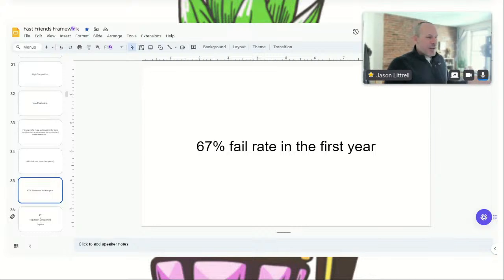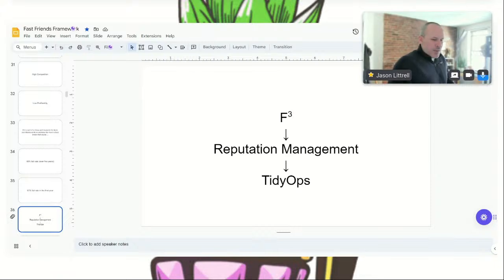If I were an investor looking at these stats, I'd be like, why would I ever invest in a restaurant? You wouldn't. So this is the first part of the 3-part.